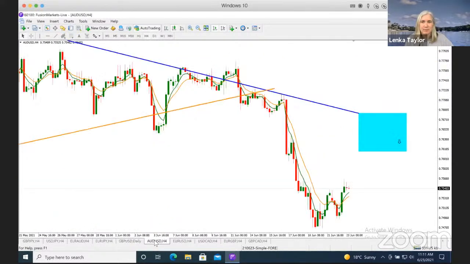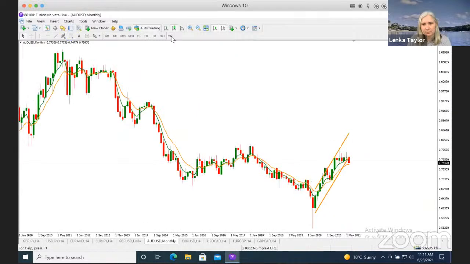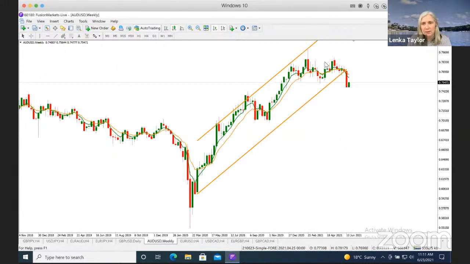Next currency pair I'm looking at is Aussie USD. So Aussie USD, I'm looking for a short. We had that little bit of a consolidation there. It didn't go any higher. So now on the weekly, we're at the bottom of the channel, had a close below the channel. So now looking for a short.